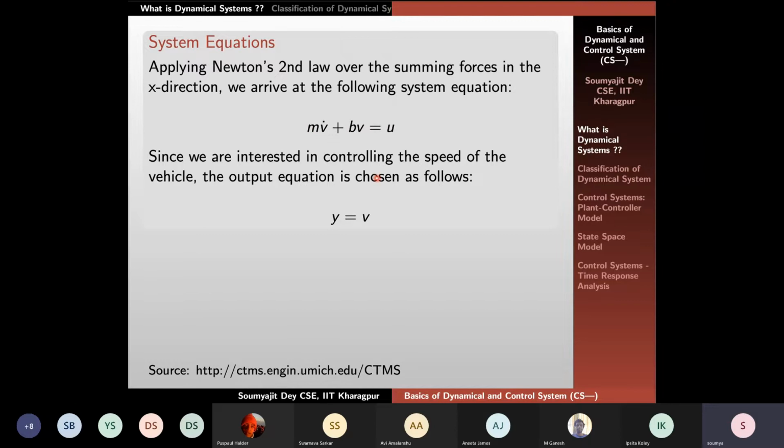Now since I am interested in controlling the speed of the vehicle, I can write another equation, designating the speed as my overall output variable. This Y is a standard. When we study dynamical systems, we typically use X for denoting variables, X as a variable or as a vector of variables, for denoting the fundamental quantities of the system which dictate the dynamics, and those we will term state variables.